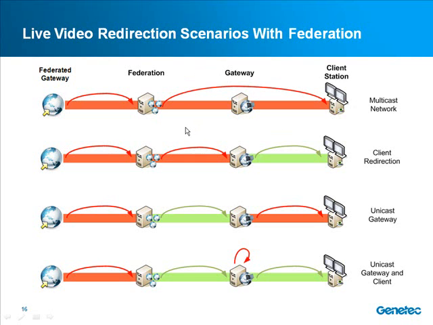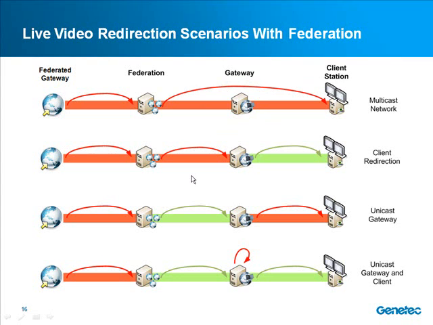So in the top scenario, we have a full multicast network. So we can see the multicast stream coming in from the external system, being redirected by the Federation service here, and being sent directly to the client who requested it. Since we have a full multicast connection between the Federation server and the client, we do not need to go through the gateway at the main site.